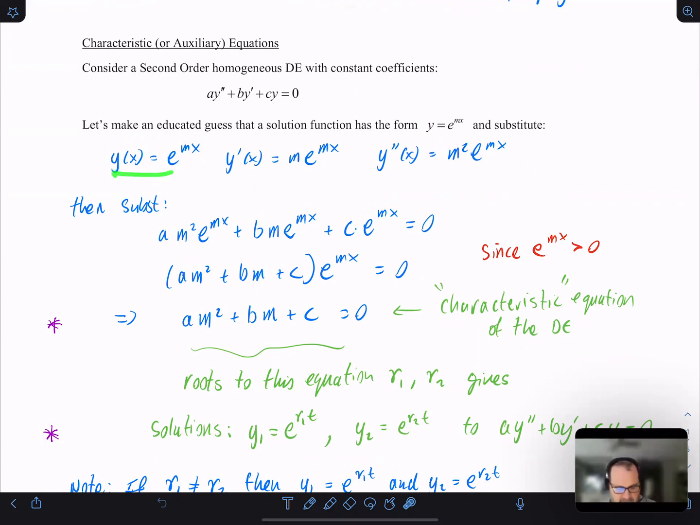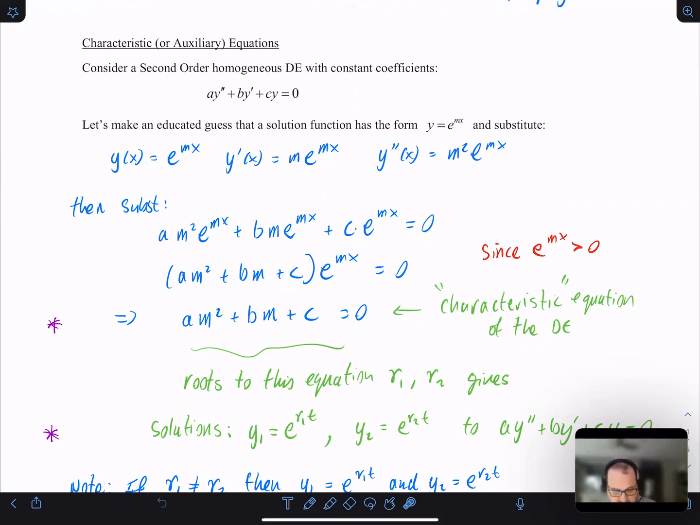In order to plug it into our DE, I would need to find the first derivative. The first derivative of e to the mx would be, with a little chain rule, m e to the mx. The second derivative is going to be m squared e to the mx. If you plug those into our DE, we would get something like this. Again, if we assume e to the mx is a solution, then this has to be equal to 0.